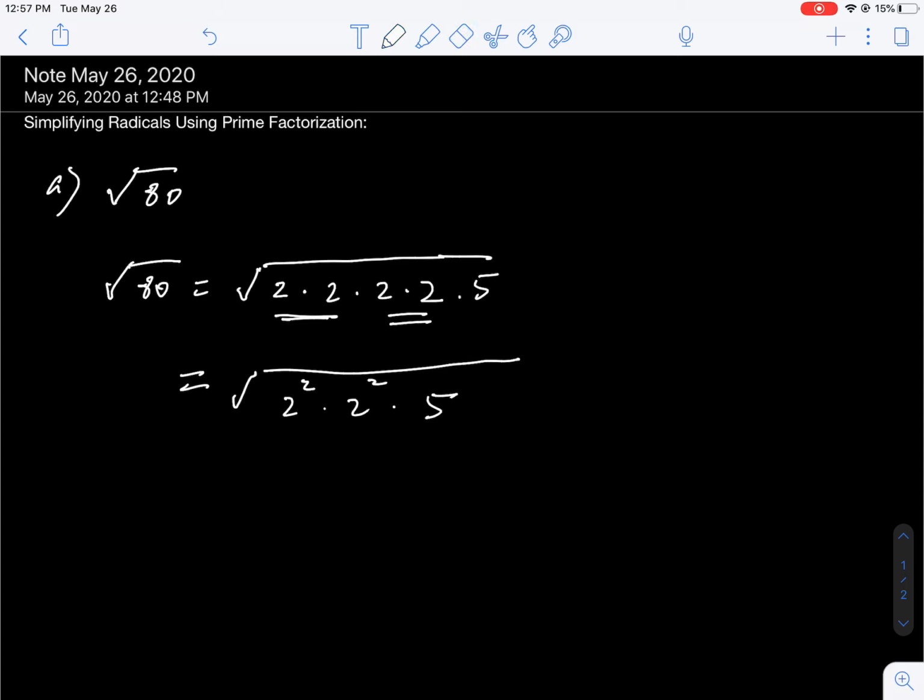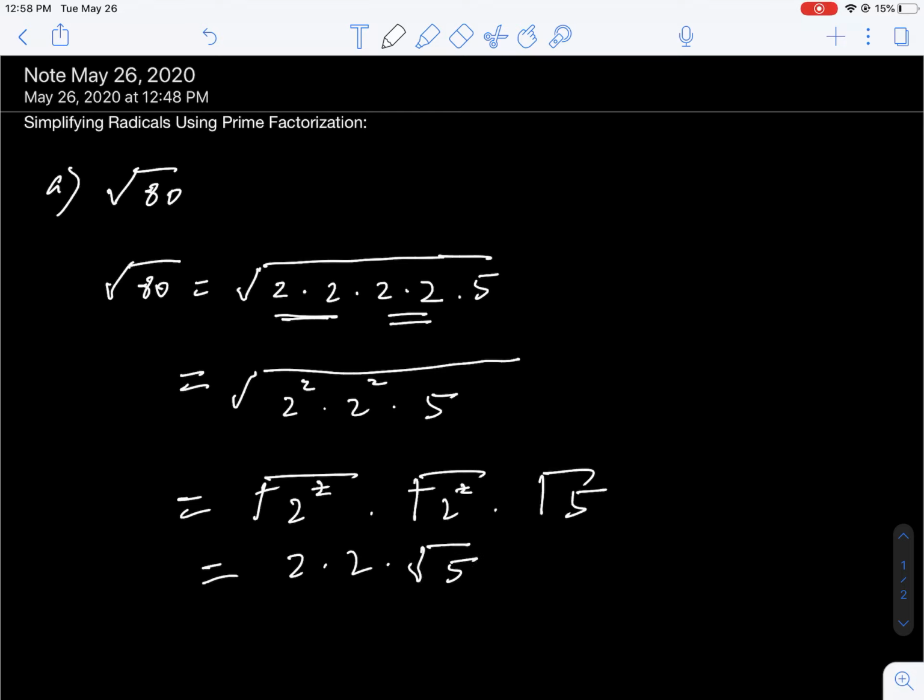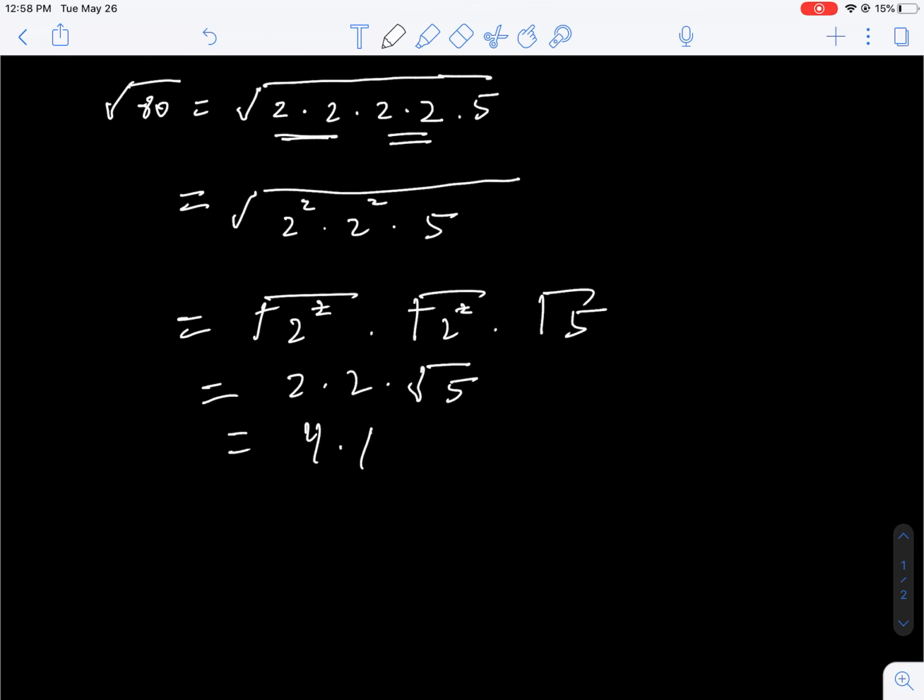Okay, so this 2 will cancel with the radical, this 2 will cancel with the radical. I will be left with 2 times 2 square root of 5. 2 times 2 is 4, and a square root of 5. So this is how we will use prime factorization to simplify radicals.